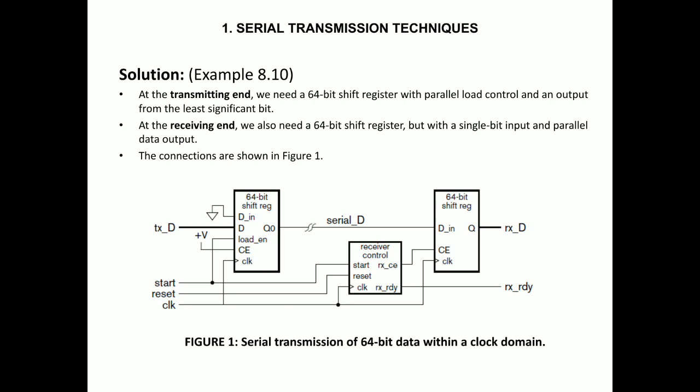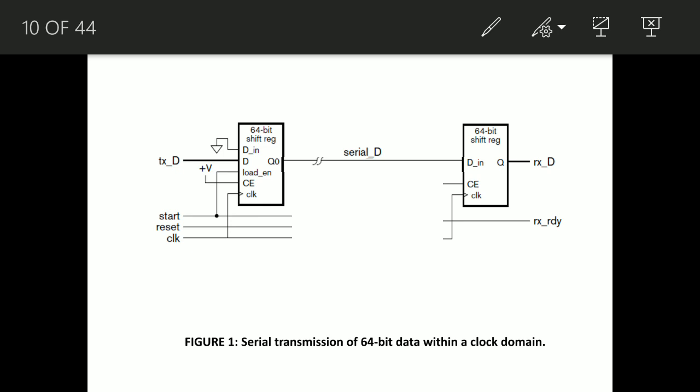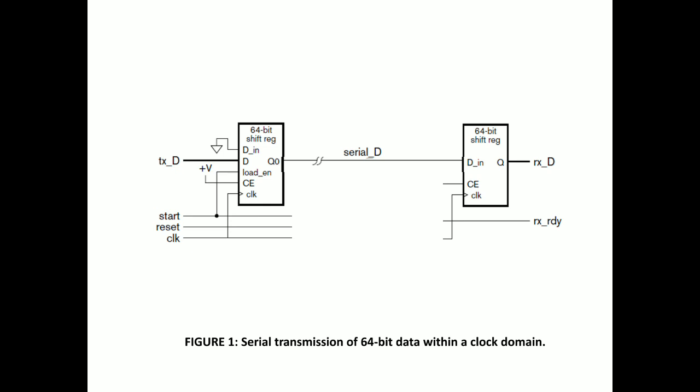We shall try to construct this circuit. First we need a 64-bit shift register for transmission. The transmission shift register is ready. Next we require a 64-bit shift register at the receiving end, and we can see the data for the receiving end should be in serial mode. The clocks are common for this, and the input to the receiving end will be in a serial way.